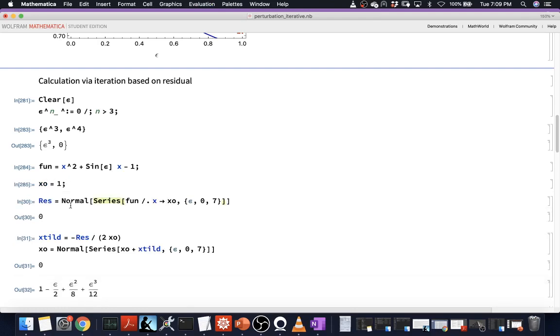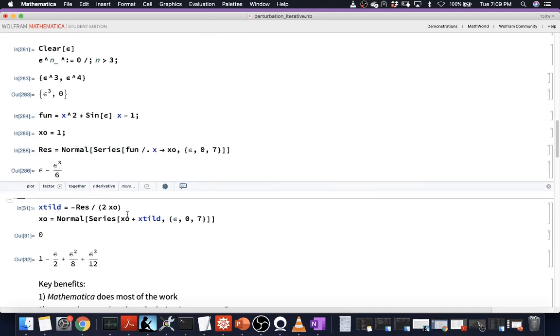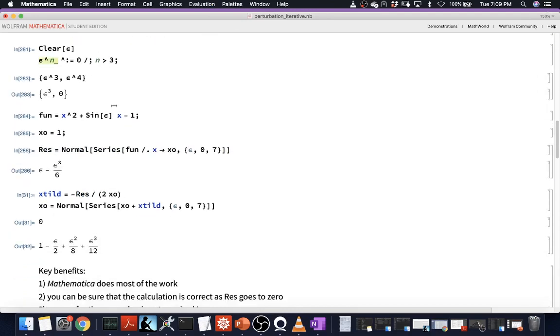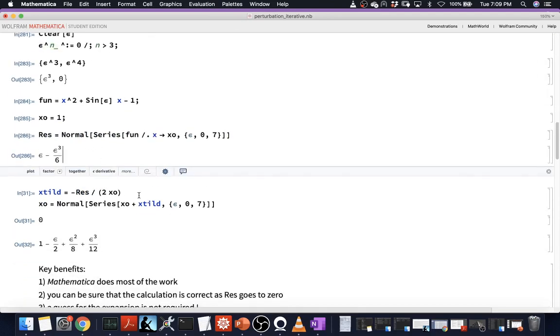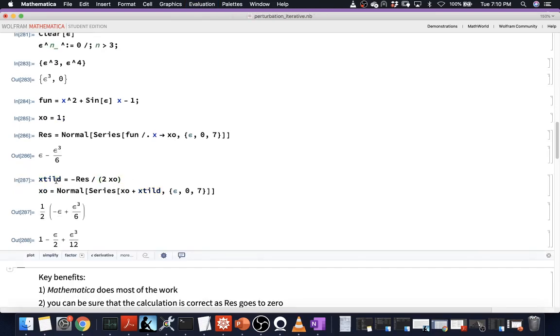So x naught is initially equal to 1, that's my initial starting guess. I then compute the residual, and you see it's epsilon minus epsilon cubed by 6. Of course, there would be higher order terms which are now dropped because of this command. This residual, which I note till third order, is then used to calculate the new x tilde. So that's my new x tilde, and I calculate the x naught now.